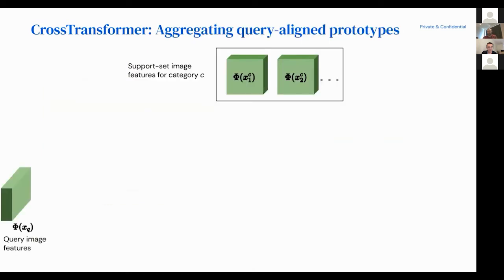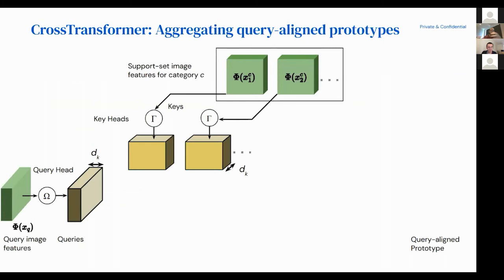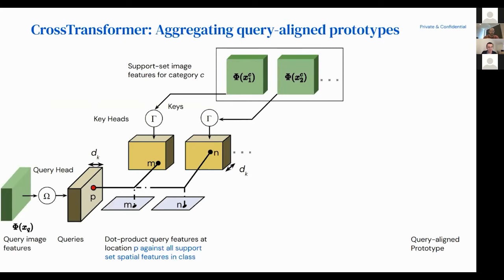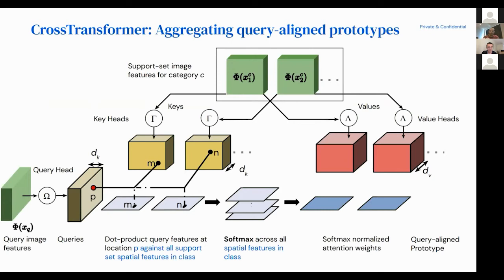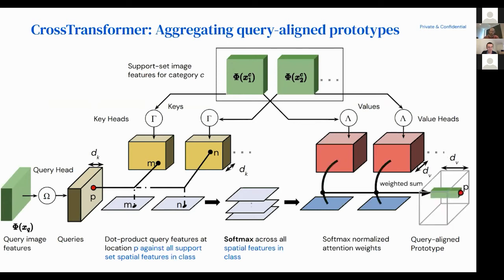So, just to summarize how that works, you get the support set features and the query features, and you compute a set of keys and queries for both of them. And then you compute dot product attention for these keys and queries to get a set of softmax normalized weights for each spatial position P. You then compute a set of values from your support set images and do a weighted sum with these attention weights to aggregate all of the features that might correspond with position P. And that gets you the position P within your query aligned prototype. And you can repeat this across space and then match this query aligned prototype with analogous value features from your query image.